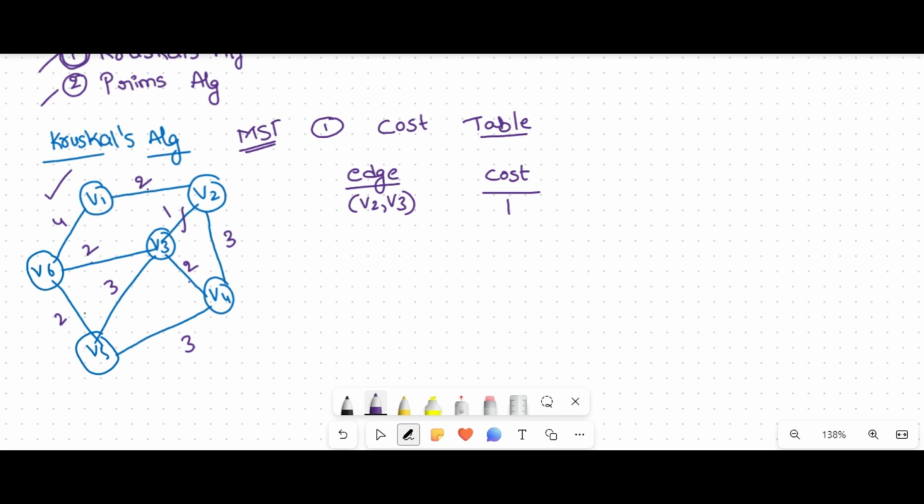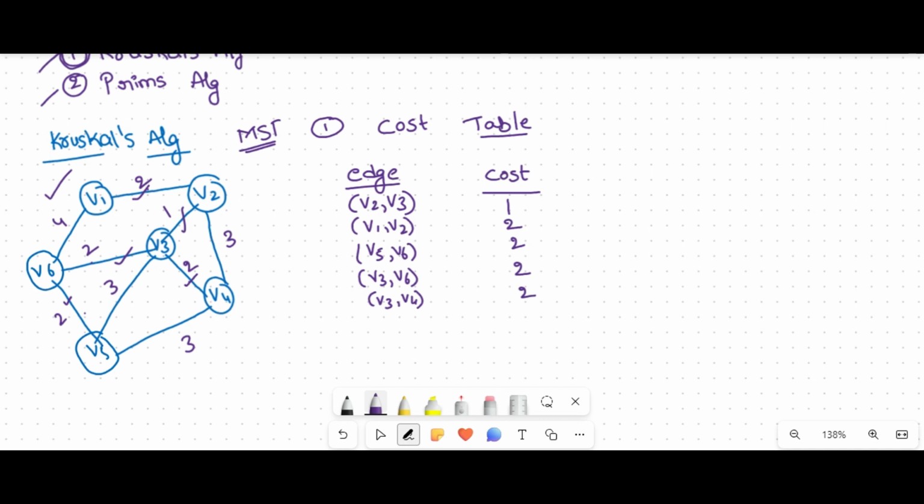4 edges are there with cost 2. So V1 to V2, 2 units. Then V5 to V6, 2 units. Then V3 to V6, 2 units. Then V3 to V4, 2 units. So 1, 2, 3, 4 covered.